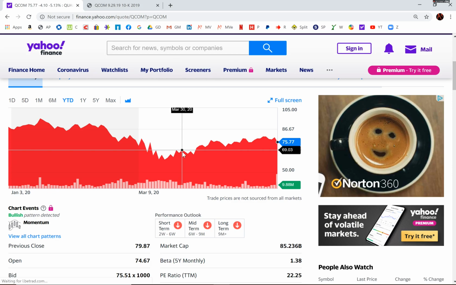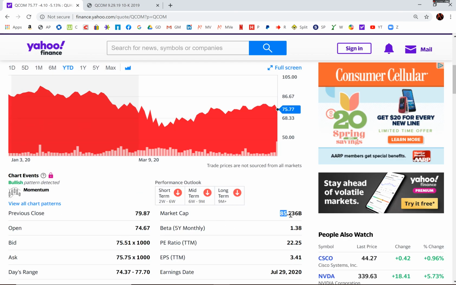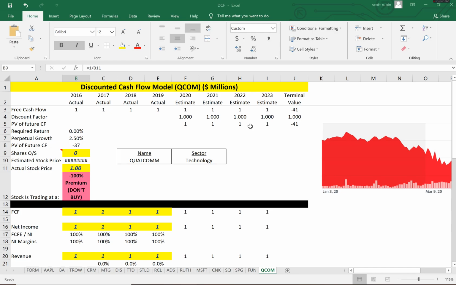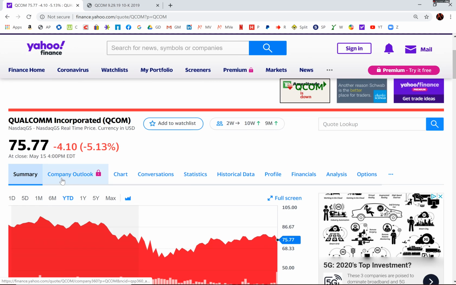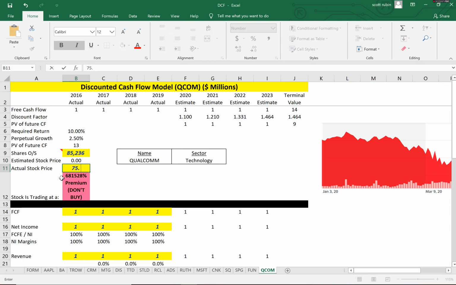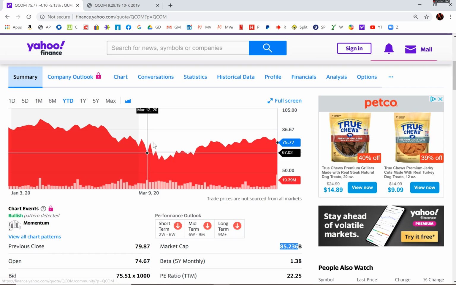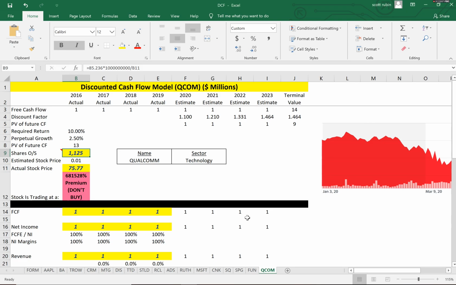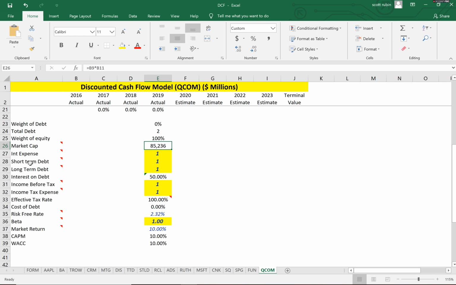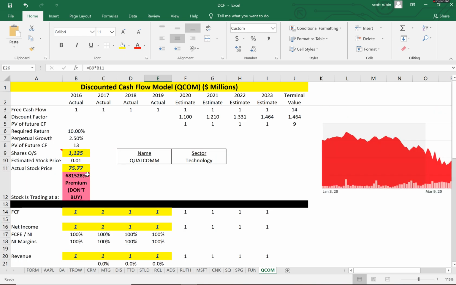So the first step would be I need the shares outstanding. So I'm going to go to Yahoo Finance and I use the market cap and I divide that by the share price. And what's the share price? 75.77. This is a quick way to do it. You can, of course, look at the 10K or something to see how many shares outstanding. So they have roughly 1.1 billion shares outstanding. Market cap is 85 billion, that's a good double check to make sure I didn't mess up.